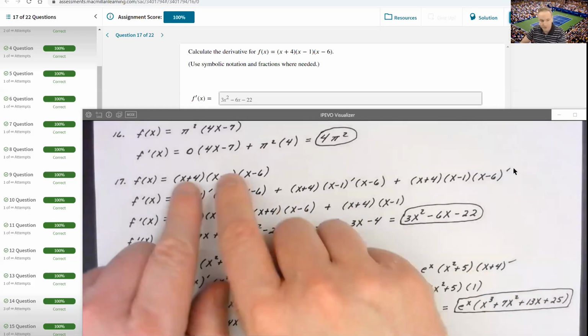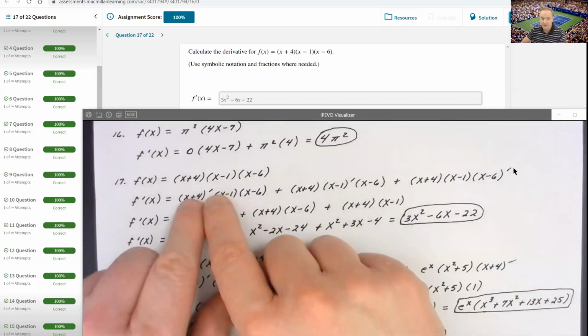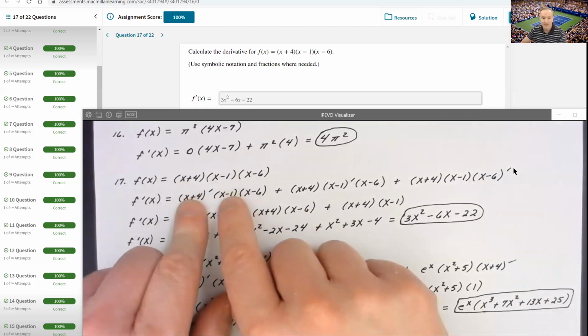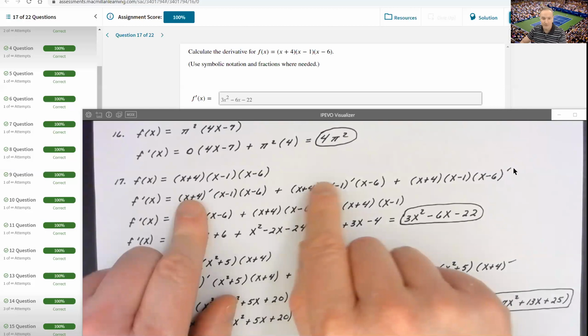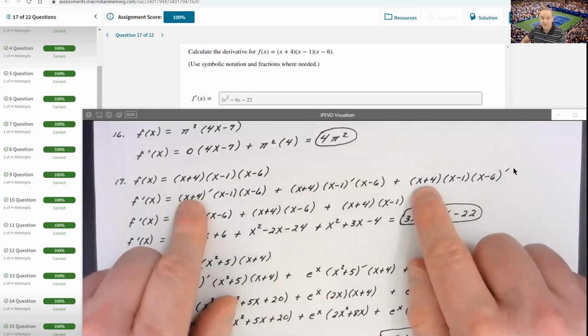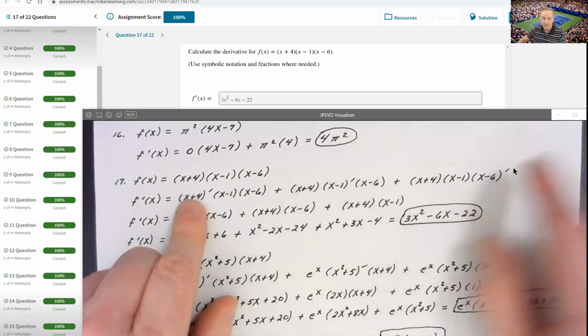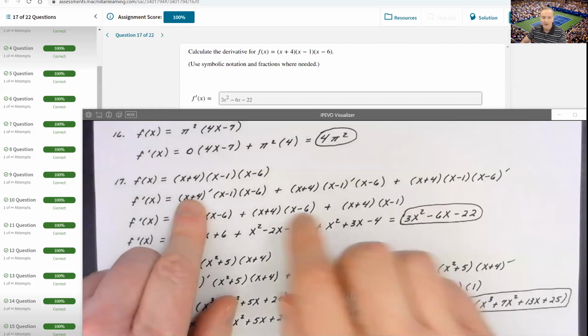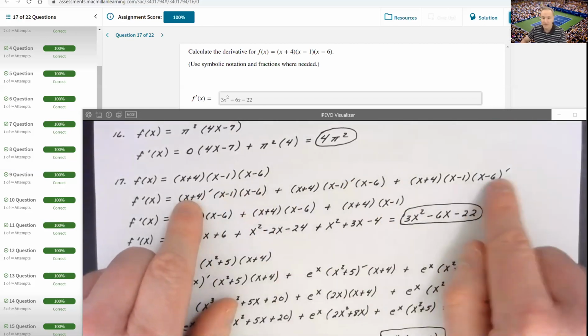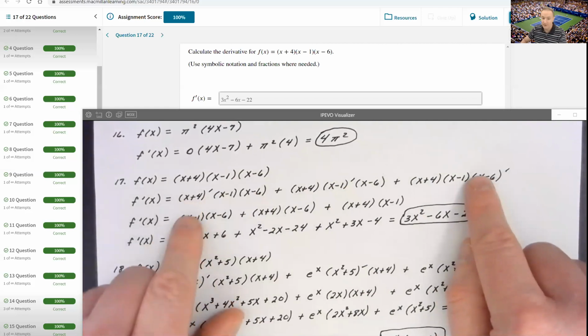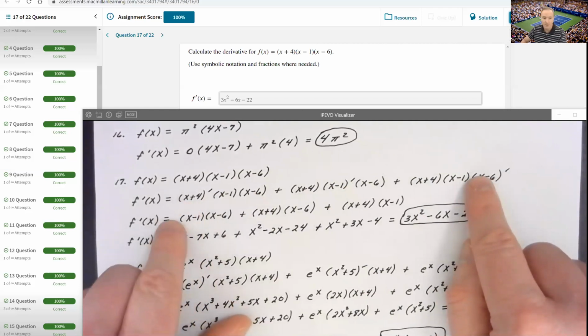So if I have a 3-term product here, I say it's the derivative of the first times the second times the third, plus the first times the derivative of the second times the third, and then I have plus the first times the second times the derivative of the third. Now, each of these derivatives are easy because they're all just linear functions with a coefficient of 1, so our derivative in each case is just 1.